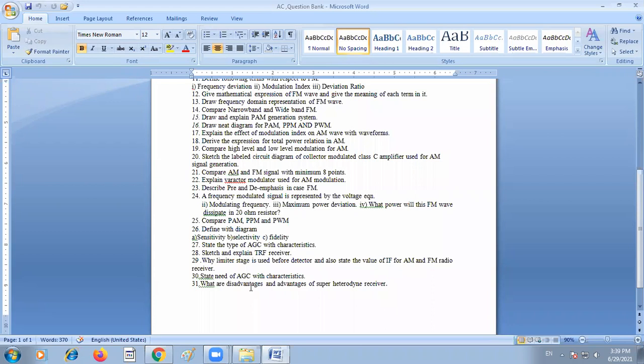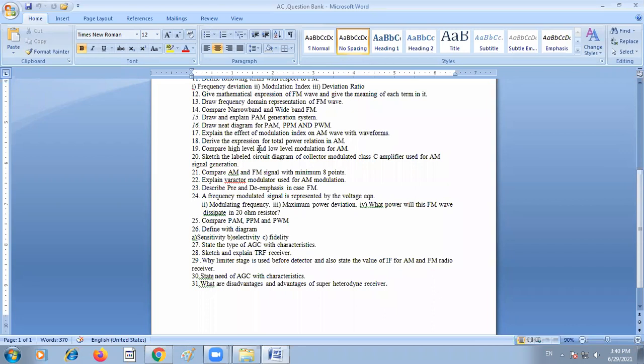So some type of disturbance factor is in that. The 15th one is explain PAM generation system, that is, straight away we can explain the pulse natural sampling process. The 16th one is draw the neat diagram for PAM, PWM, PPM. And the 17th one is explain the effect of modulation index in AM wave with waveforms.